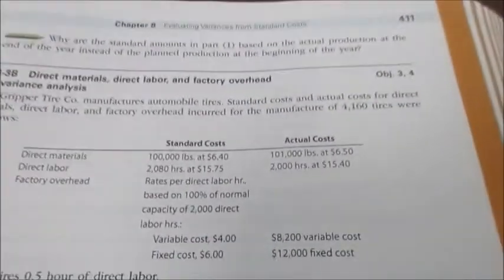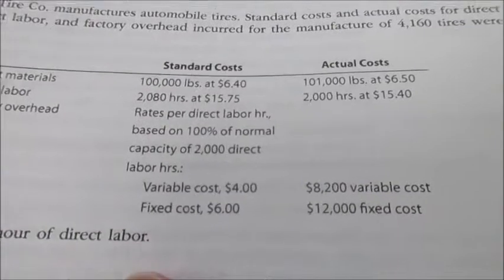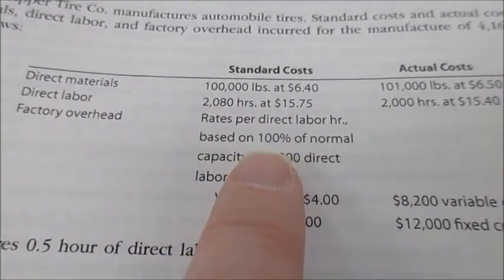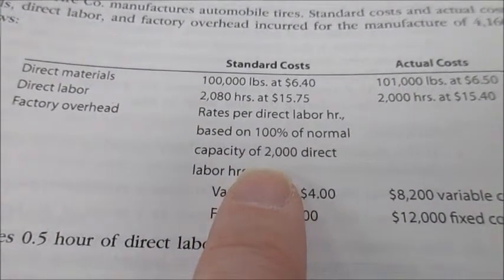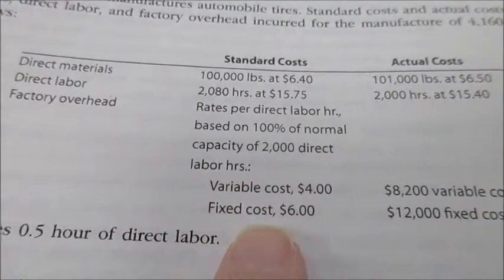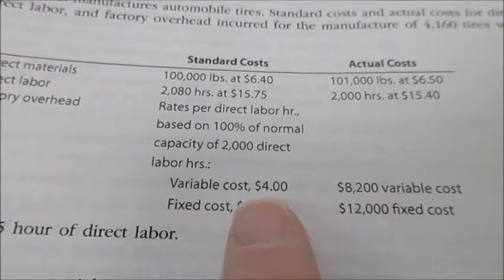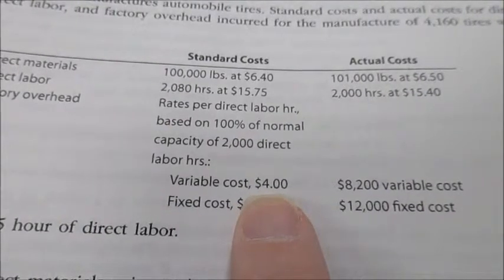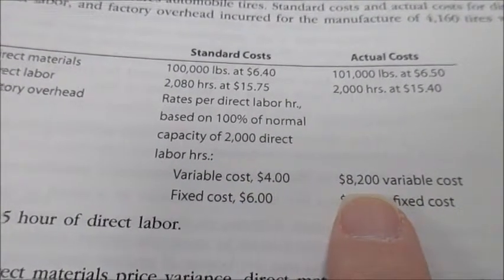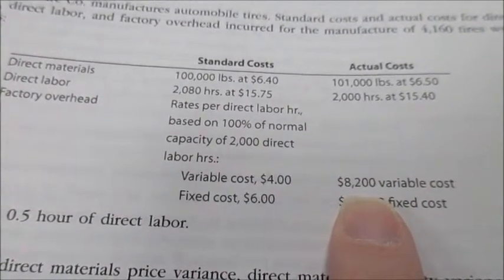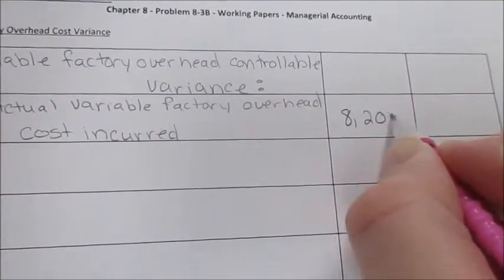Okay. And if we look at our textbook, it talks about our overhead. Factory overhead rates per direct labor hour based on 100% of normal capacity of 2,000. It tells us what our variable costs were, $4 per hour. Our variable cost came out to be 8,200. So in our actual cost column, it tells us 8,200. So that's what's going to go over here in our report.